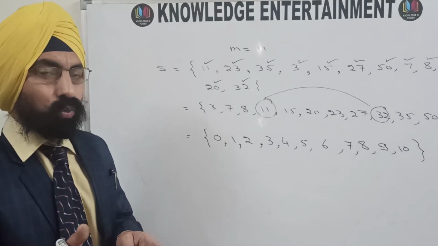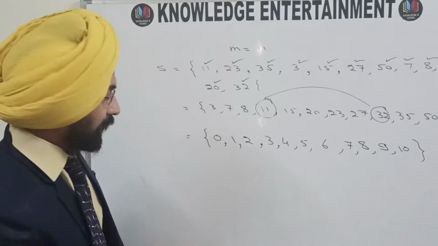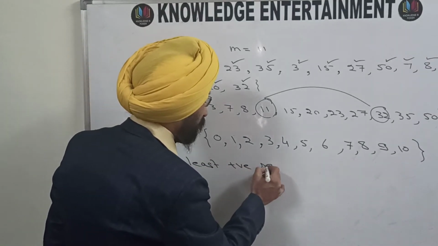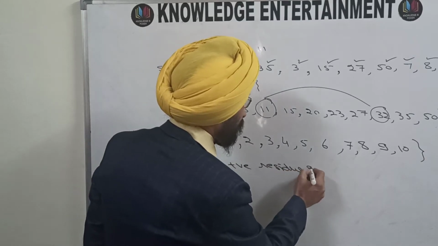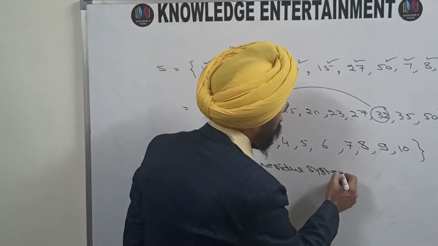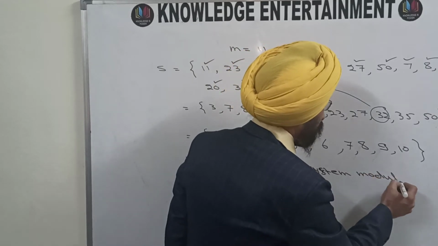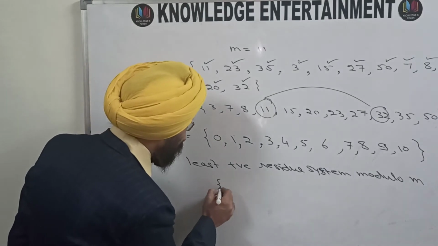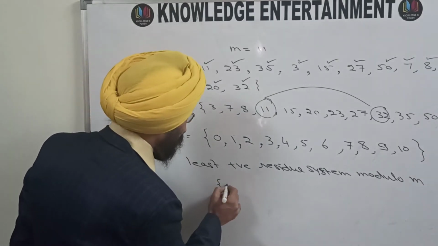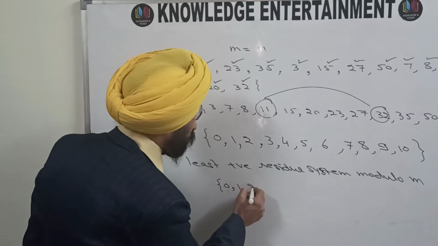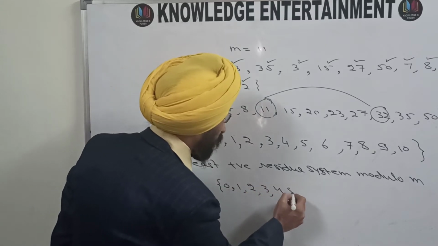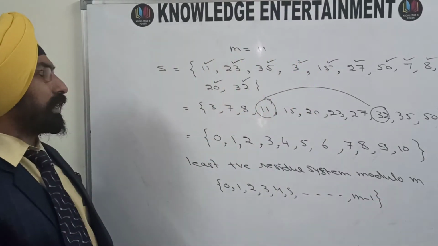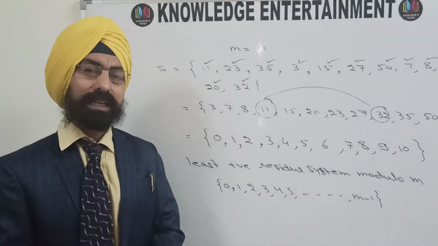And very clearly you can note down that least positive residue system modulo m consists of nothing but the integers in increasing order from 0 to m minus 1: 0, 1, 2, 3, 4, 5 and up to m minus 1. This will be your least positive residue system modulo m.